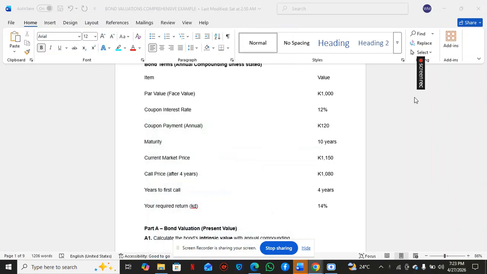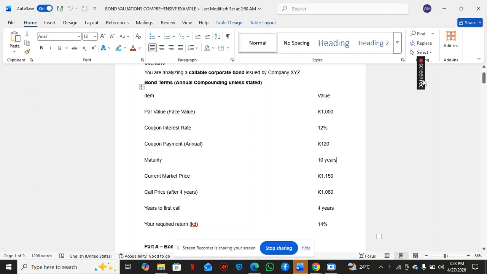Okay, so we have a question here. All right. We got information about a bond. The par value, or the face value. This is how much you'll be paid when the bond matures. 1,000 kwacha.